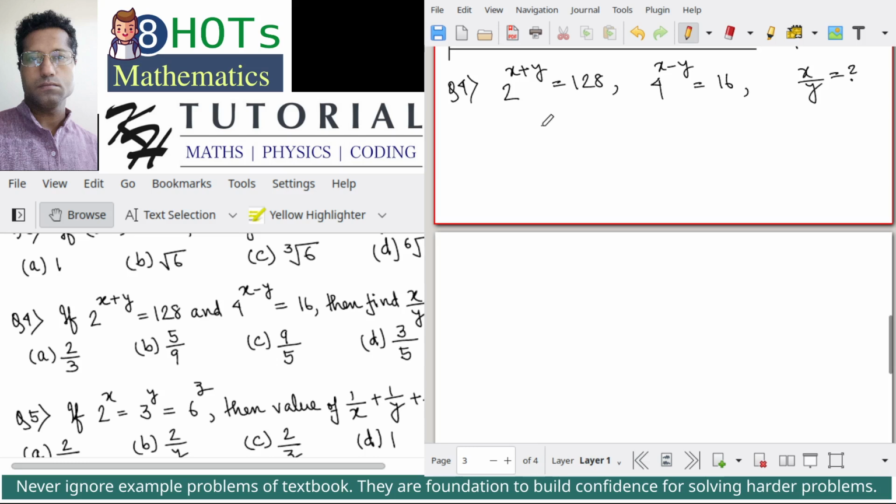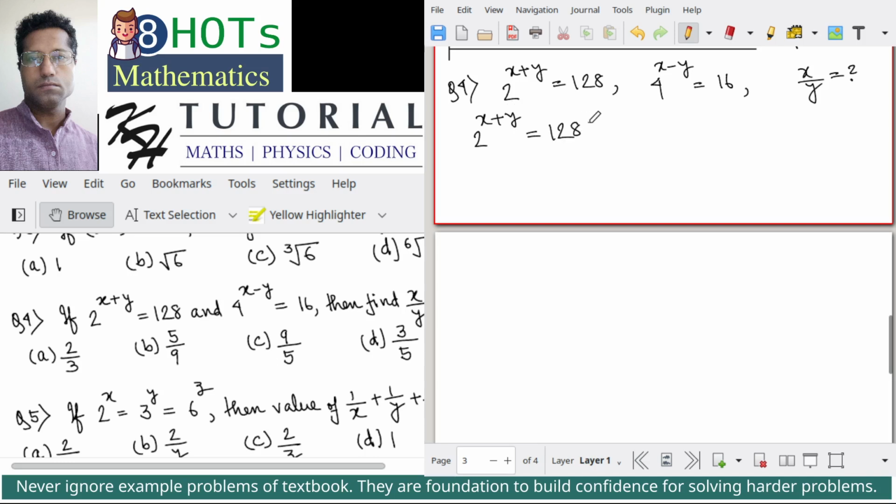Since in these two equations x and y are unknown variables, we have to find x and y. You can find the values of x and y and then find x by y, or you can also find the value of x by y directly. I will try to find the values of x and y separately, and then I will find x by y. The first equation is 2 raised to the power x plus y is 128.